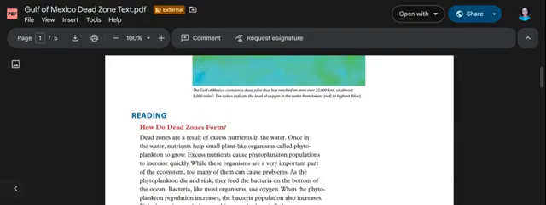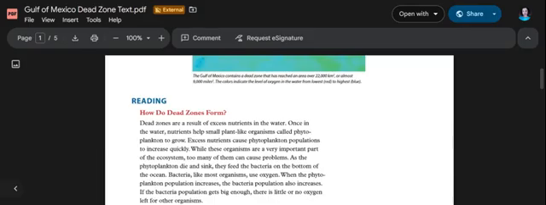How do dead zones form? Dead zones are a result of excess nutrients in the water. Once in the water, nutrients help small plant-like organisms called phytoplankton to grow. Excess nutrients cause phytoplankton populations to increase quickly. While these organisms are a very important part of the ecosystem, too many of them can cause problems.